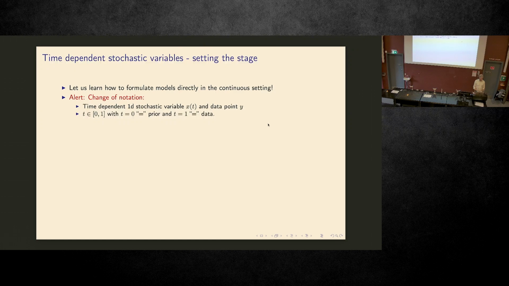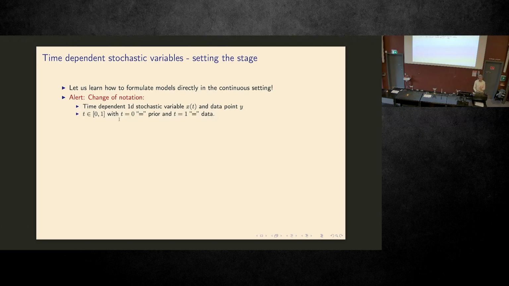Yes. And I'll just change the notation now. This is really bad, but it's just because it's the different notation we use in the paper. So now I call the stochastic variable x, and I also write the time dependence like this. It's a stochastic variable, and I'll do everything in 1D just to make the notation simple. So it's a one-dimensional stochastic variable that is defined over an interval between 0 and 1. I'll call the data y.